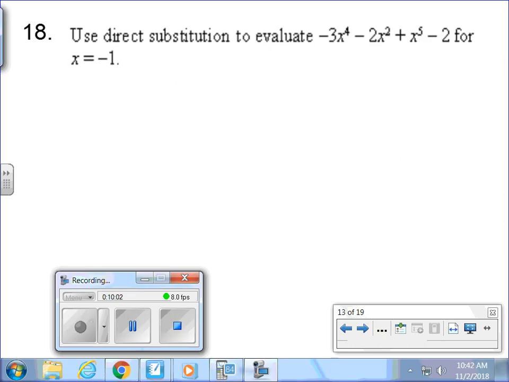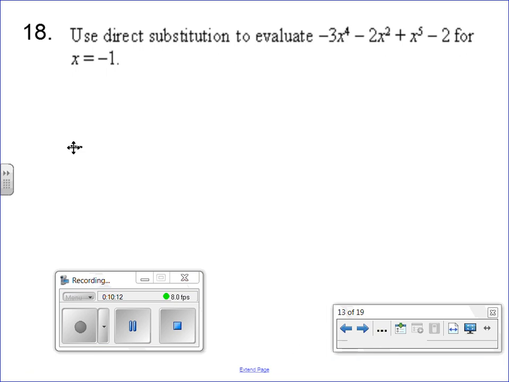Well, don't we just like put -1 where X is? Alright. So first, we're gonna write out the equation with -1 where X should be. And we're going to utilize parentheses.